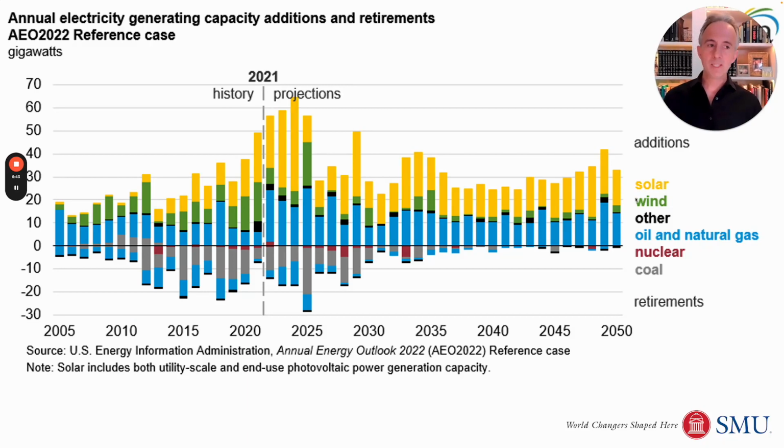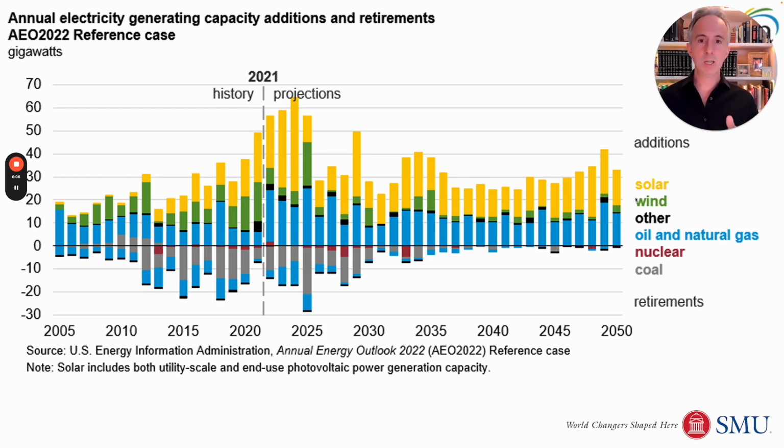Now, this is another chart that shows you what power plants were built and what were retired over the previous years, and what kind of power plants are projected to be built in the future and what are projected to be retired. So above the line, it's showing you what kind of power plants were built up to 2021, and then in the future, what kind we believe will be built in the future.